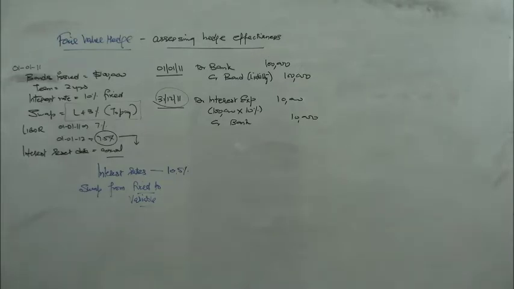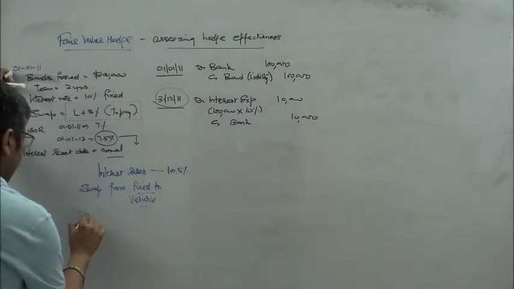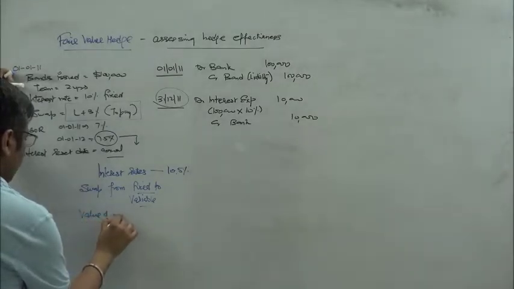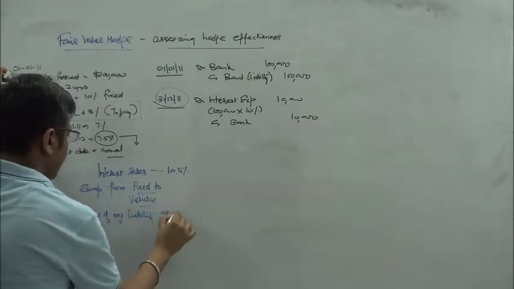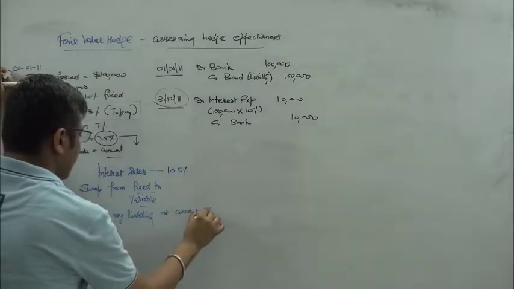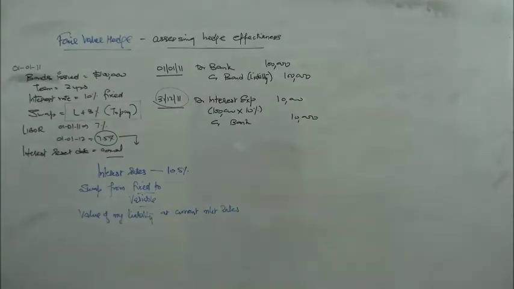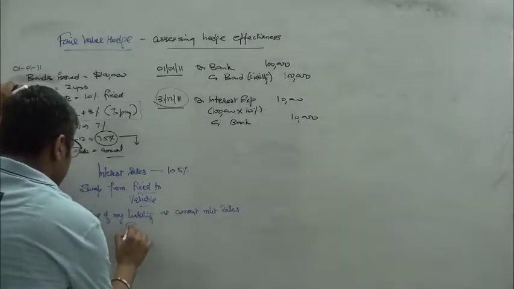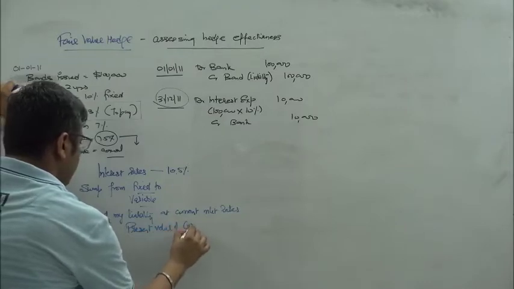All right, so what we are saying now is that I need to identify the value of my liability at current market rates. Is it okay? I need to assess how much is the liability value I've got at 10.5%, and my value of liability is nothing else but the present value of the cash flows.